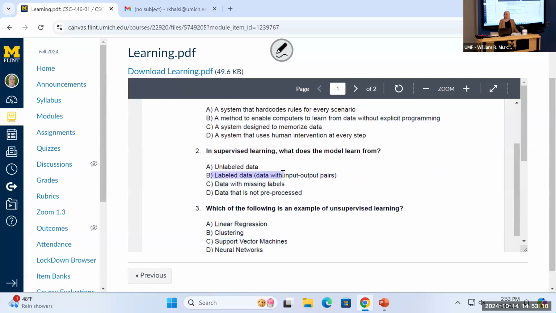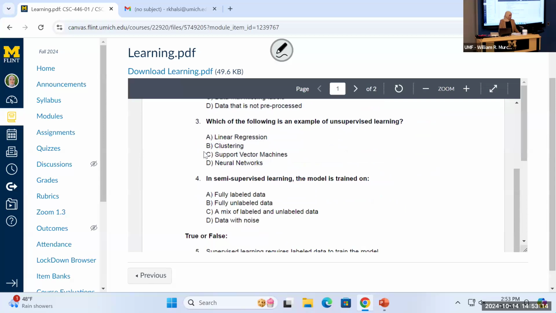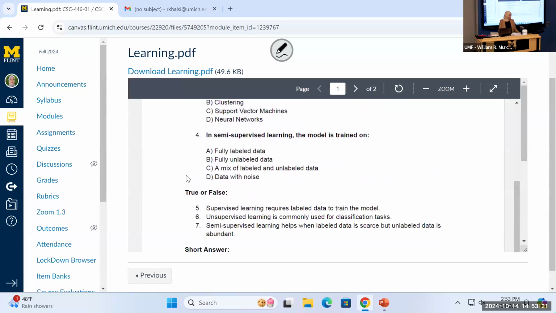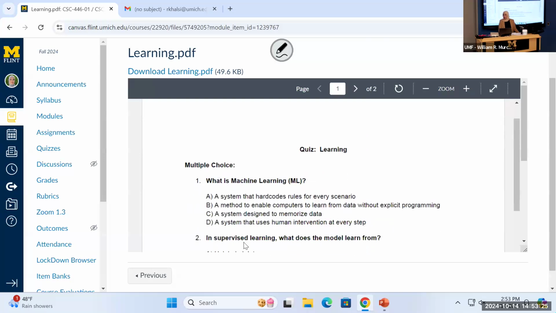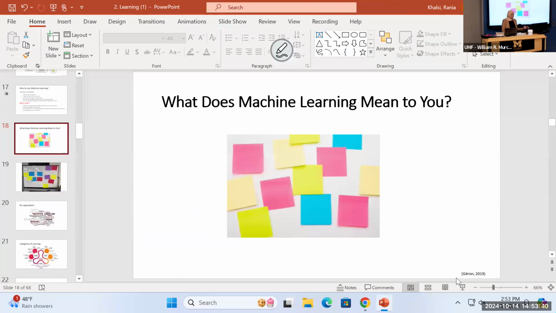Next, in supervised learning, what does the model learn from? This we didn't see yet, but that's a correct answer. Which of the following is an example of unsupervised learning? We are going to come back to this question later, semi-supervised as well. So mainly we are revising thanks to the first question. I know that some of you have more advanced knowledge in this specific context due to other parallel courses of machine learning and so on. But okay, let's now go step by step with everyone.